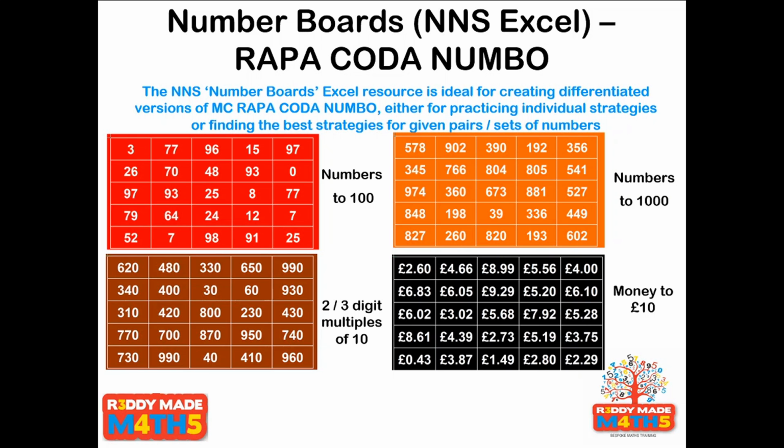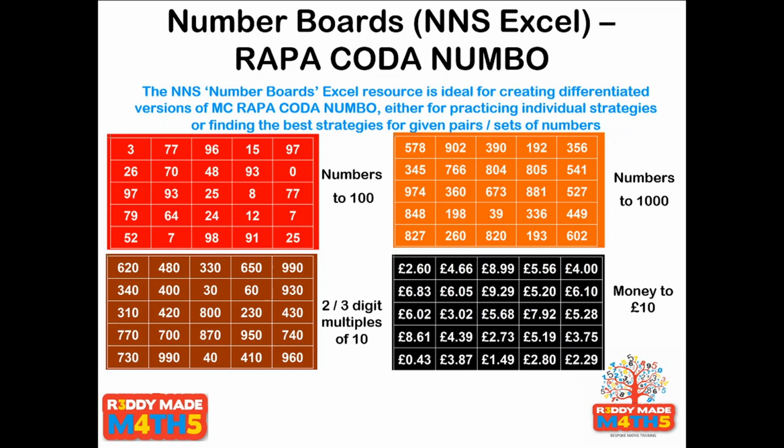This was one of them, number boards. Really, really nice resource. What this allows you to do, a little bit like I've done with my own number board in the classroom, is create sets of numbers really, really quickly that you can let children use for differentiation. You can see the 4 examples here: numbers to 100, numbers to 1,000, multiples of 10, which is a slightly easier version of the numbers to 1,000, and also money to £10.